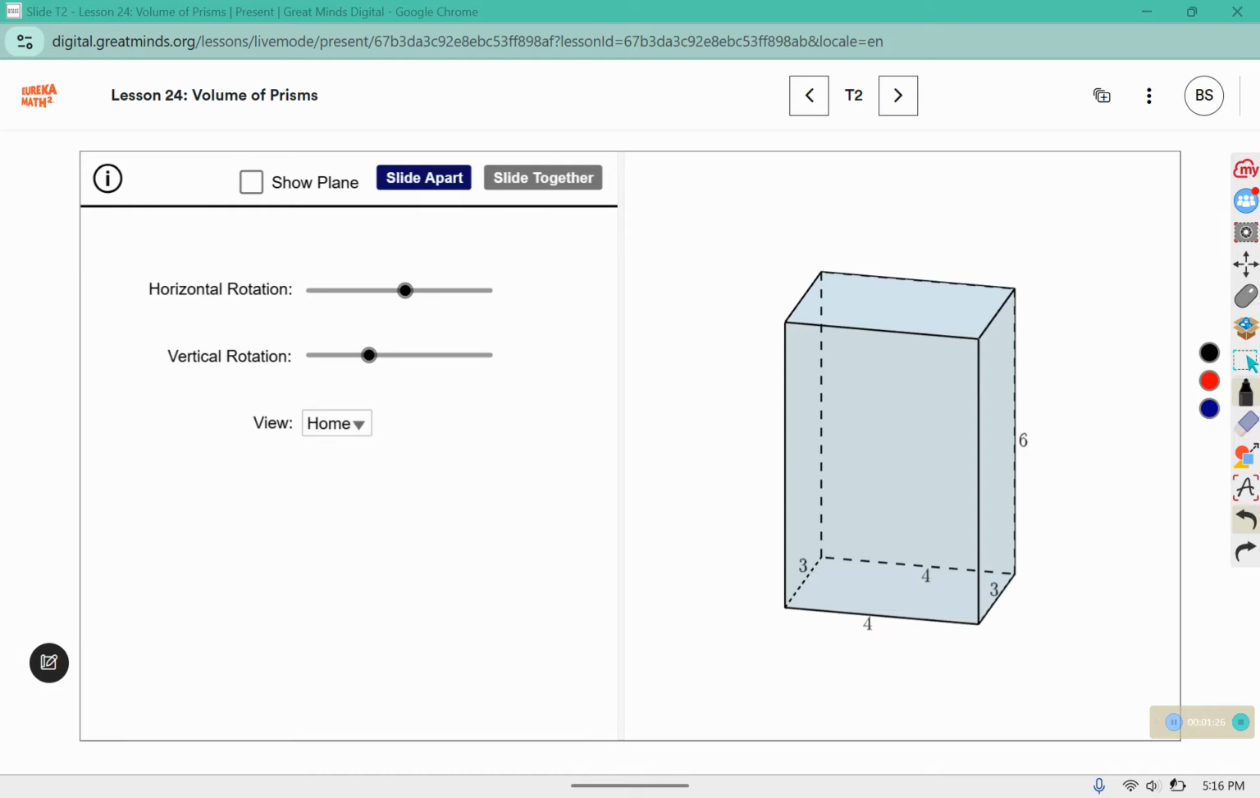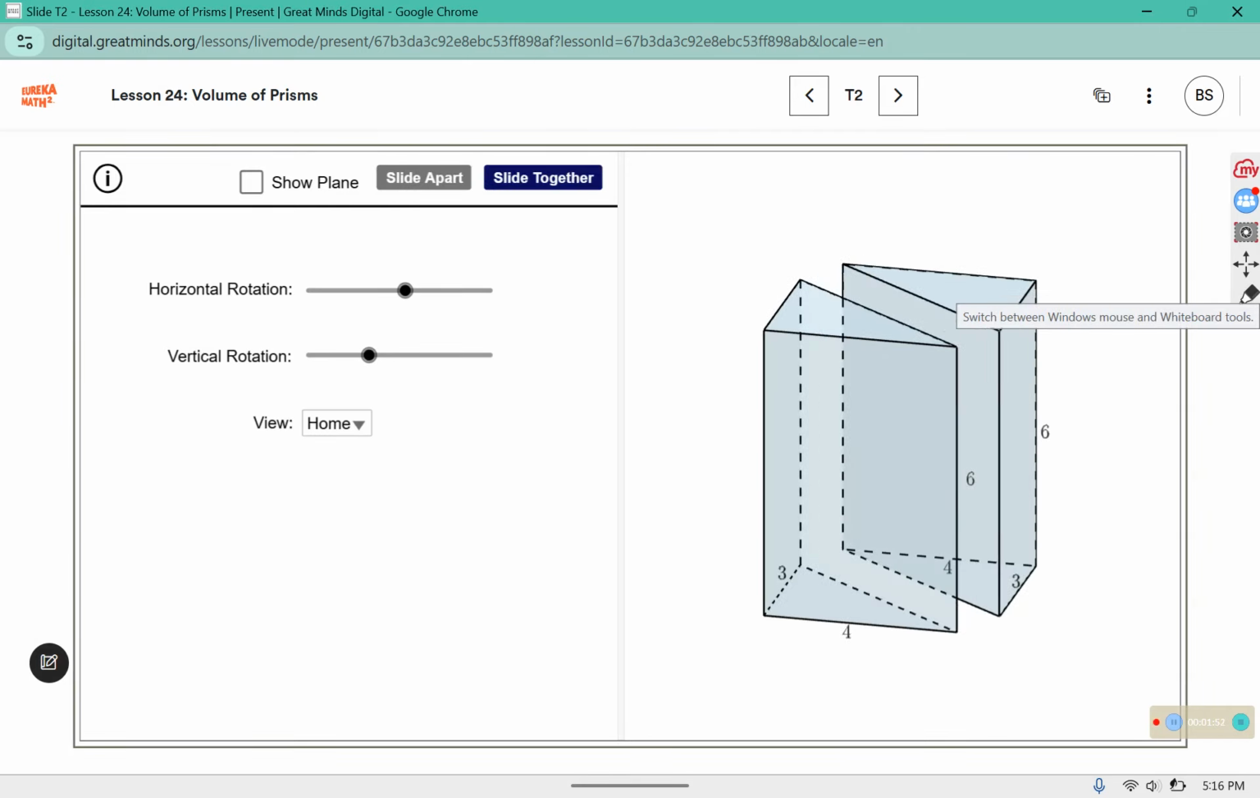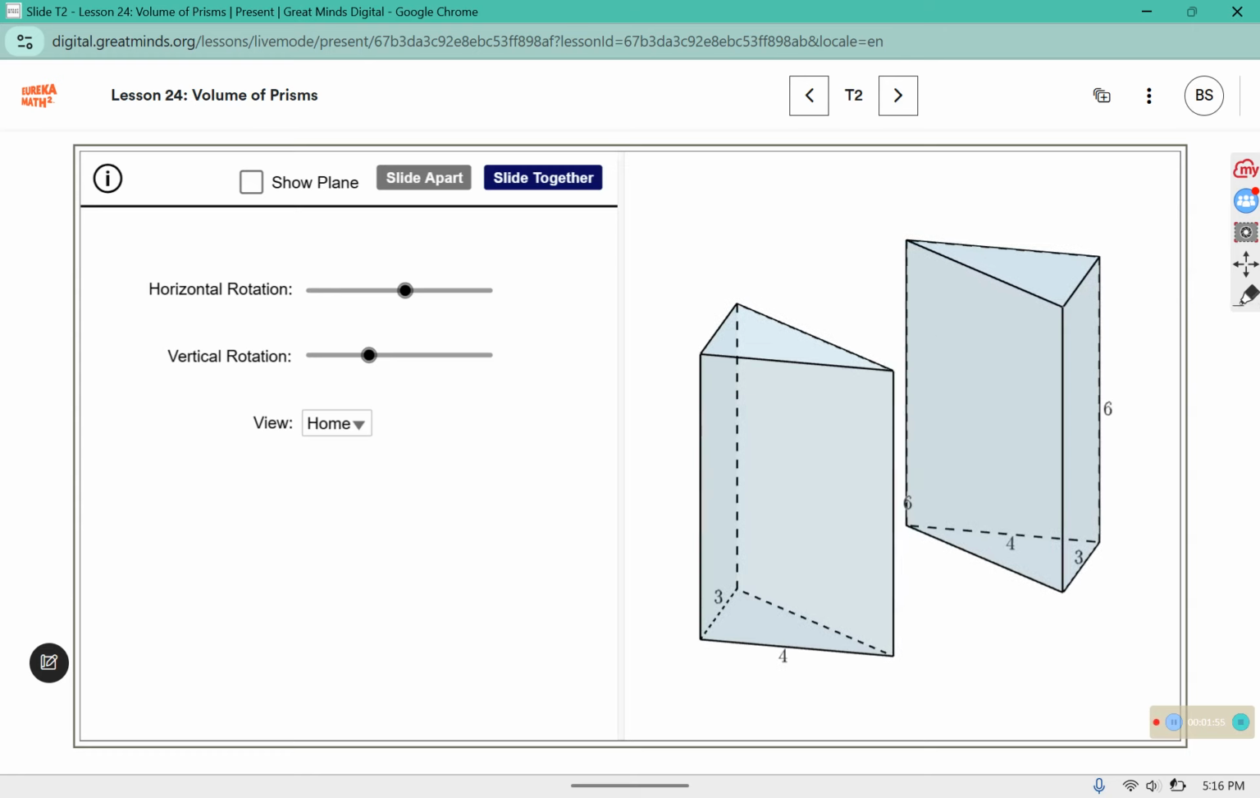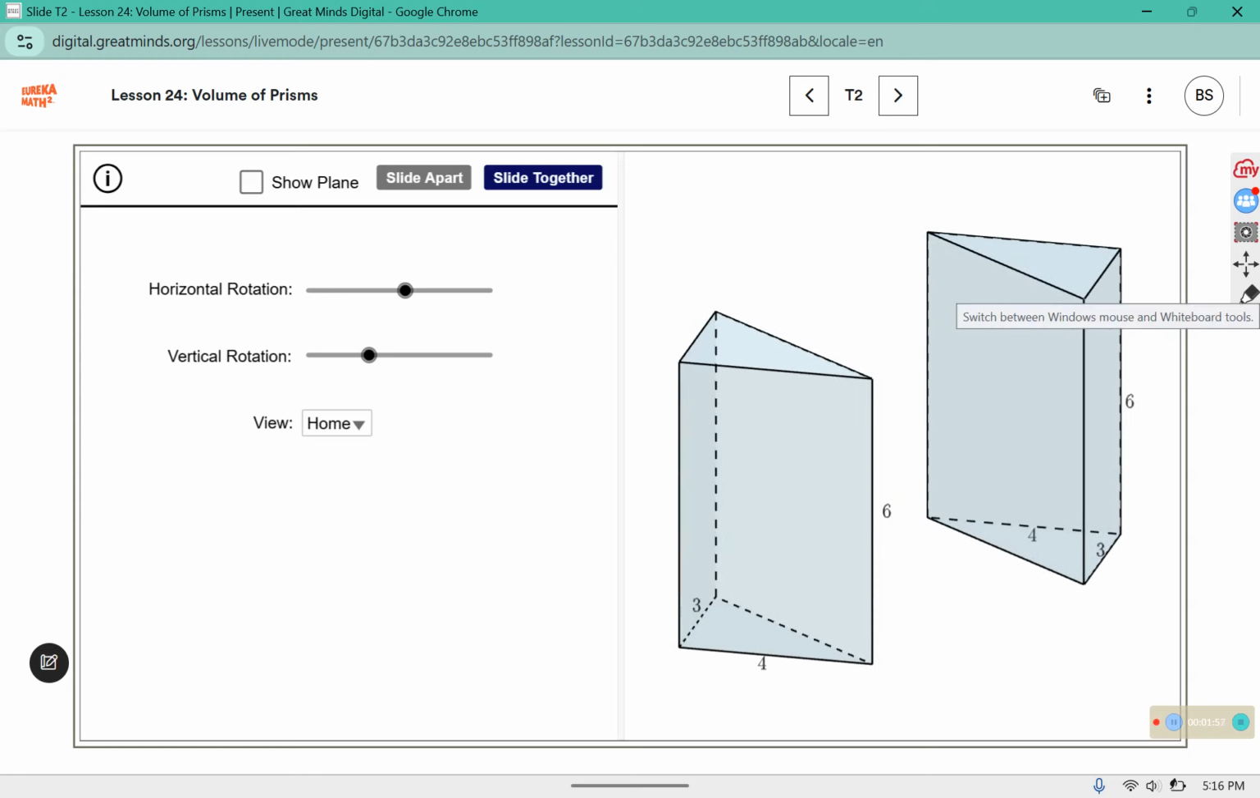We know from earlier grades that to find the volume of a rectangular prism, you would do the length times the width times the height. Well, the length and width is just the area of the base. So another way that we could write this is the base area times the height. We're also going to learn more about triangular prisms today. So if we separate the rectangular prism into triangular prisms, what might be a formula we could use for the volume here?